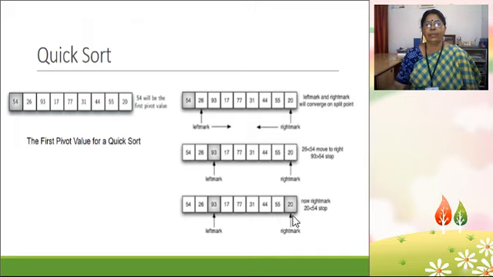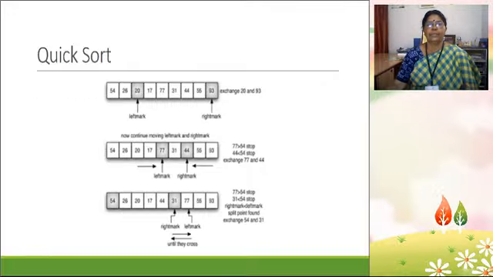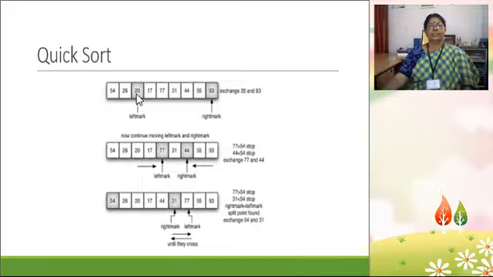Now the left pointer points to 93, and we compare 20. 20 is less than 54, so we stop moving the right pointer. So interchange 20 and 93. Again we continue the process with the left pointer.